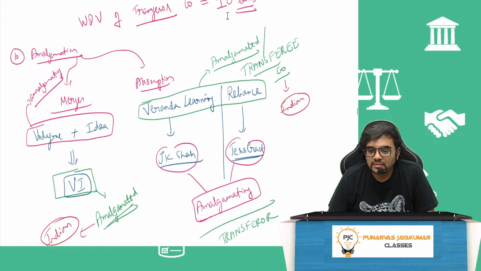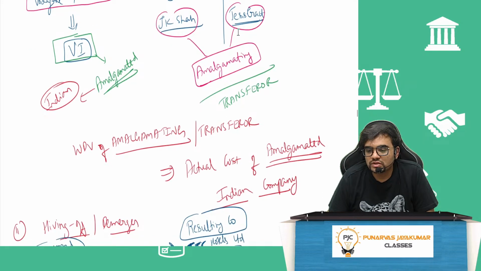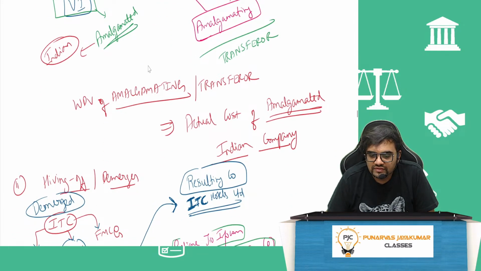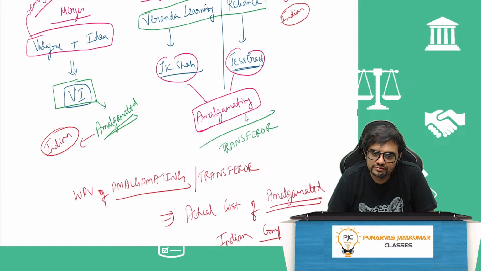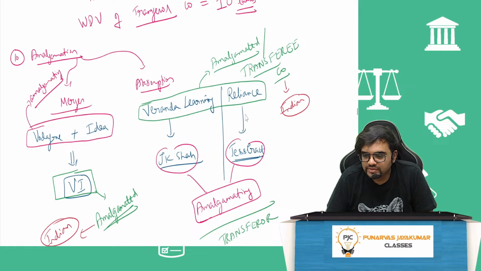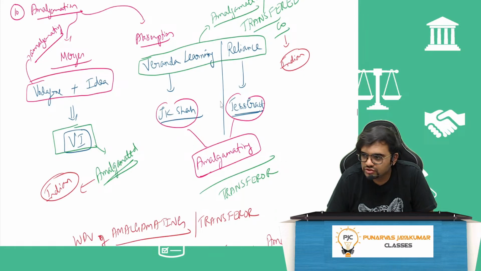Same with amalgamation also. The WDV of the amalgamating company will be the actual cost of the amalgamated Indian company. For example, Veranda Learning absorbed JK Shah. Right? It's a true story. Veranda Learning absorbed JK Shah.